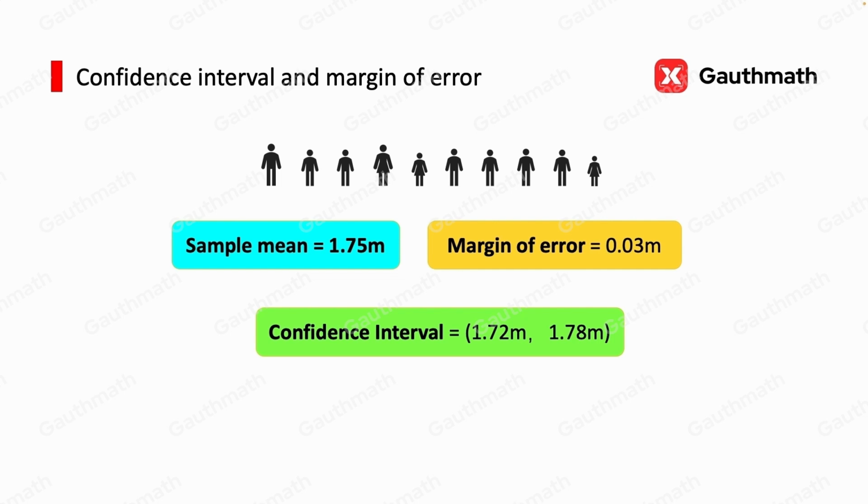What we really mean by this is that we're pretty confident that the true mean height of every student at this school falls between 1.72 meters and 1.78 meters.